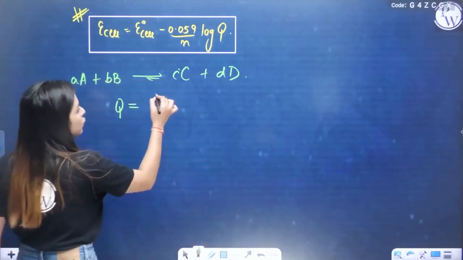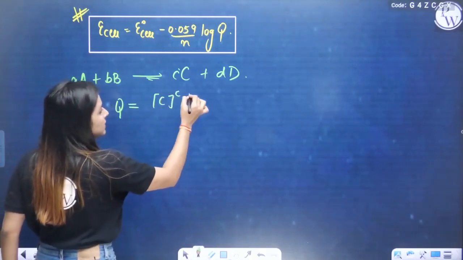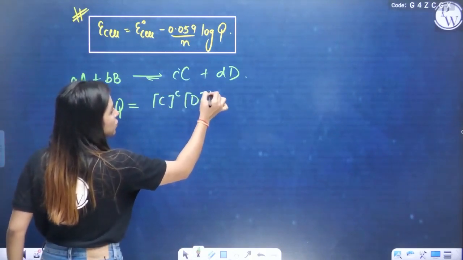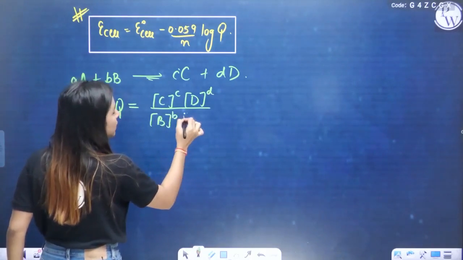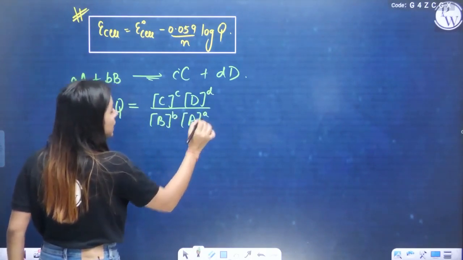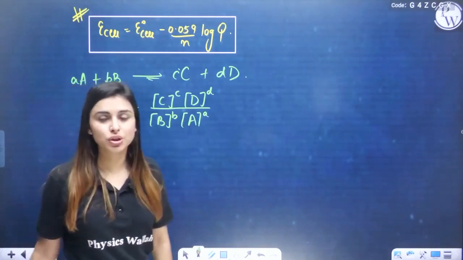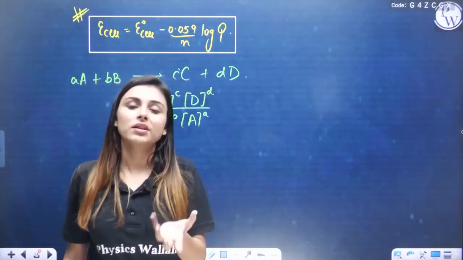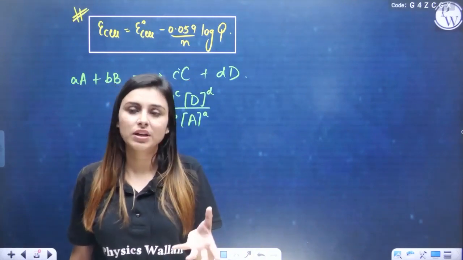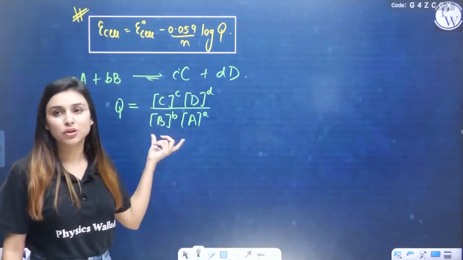So you will have the concentration of C raised to the power c, then concentration of D raised to the power d, divided by concentration of B raised to the power b and concentration of A raised to the power a. So this is your reaction quotient, when the reaction hasn't achieved the equilibrium.